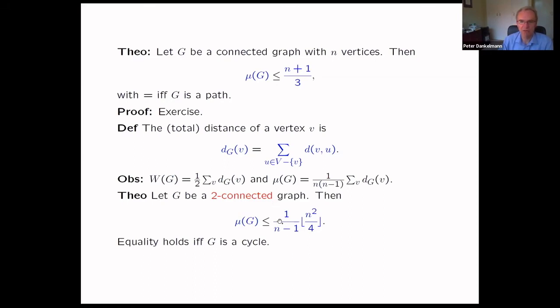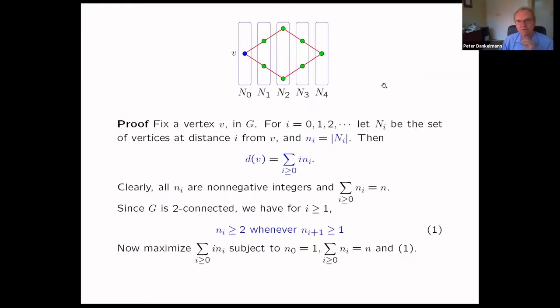And its value is about 1 over n times the floor of n squared over 4. So it's roughly n over 4, while for the path, it's roughly n over 3. And because the proof is quite instructive and shows us techniques that are also used for other proofs, I wanted to show this proof quickly.